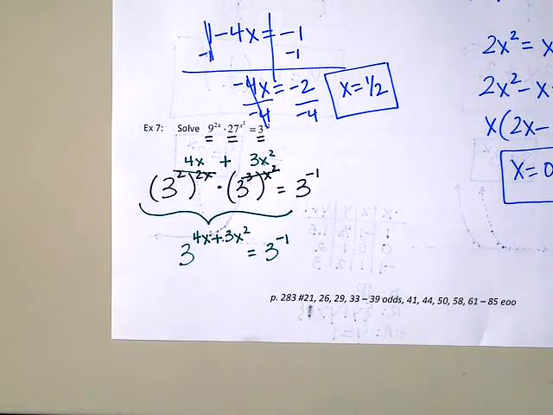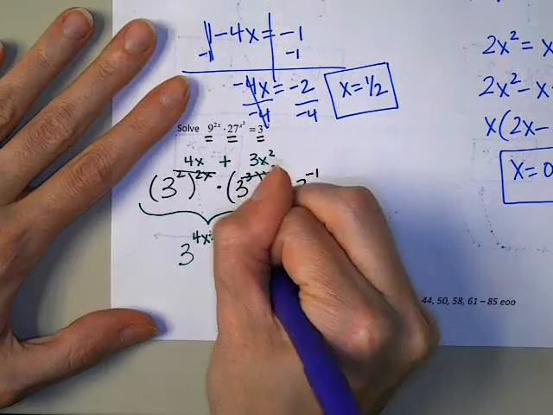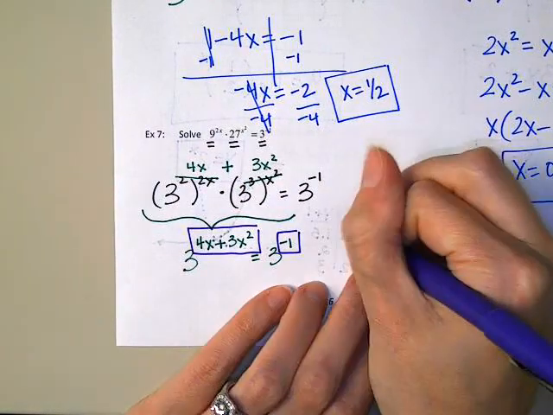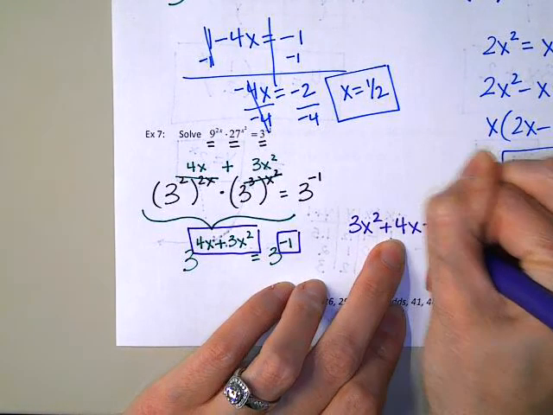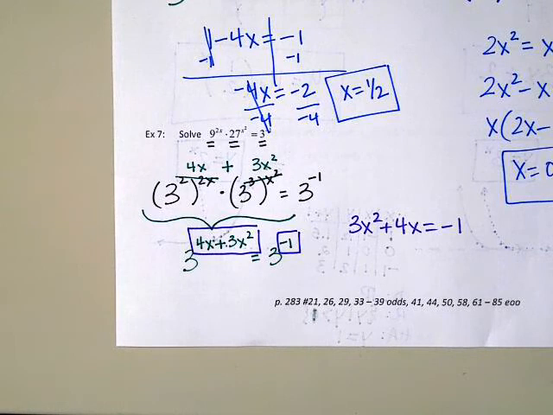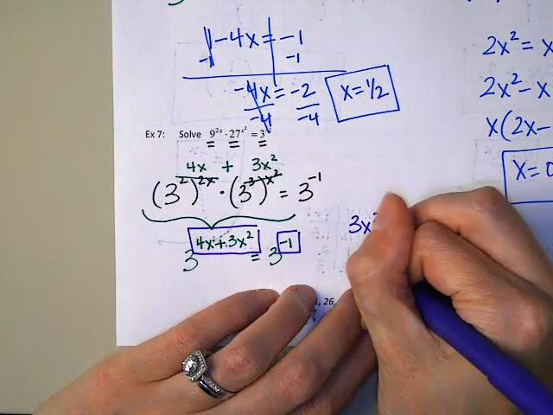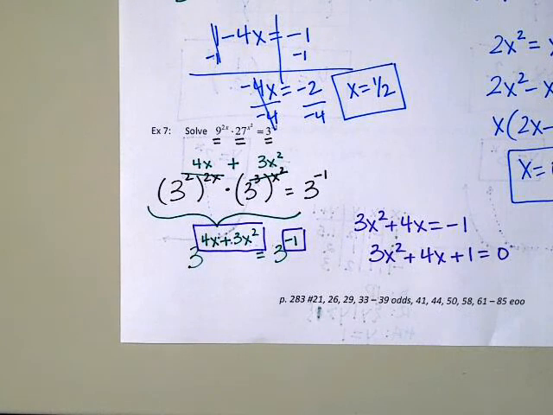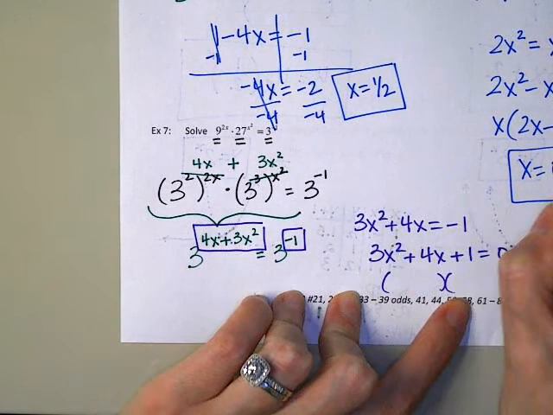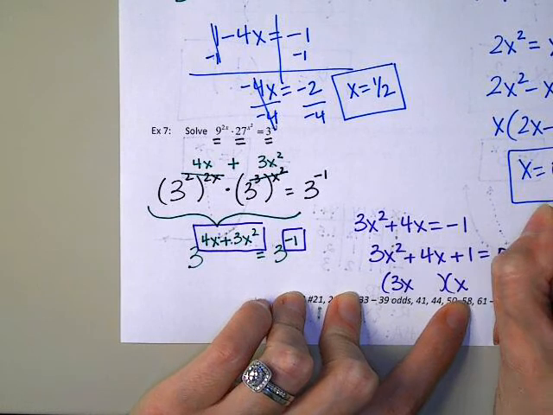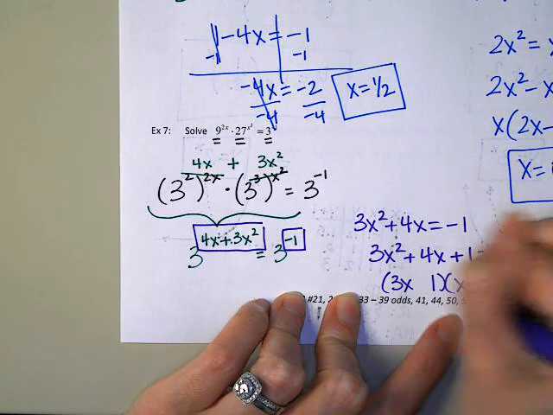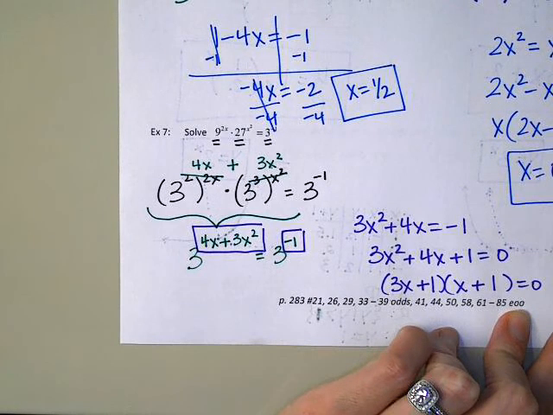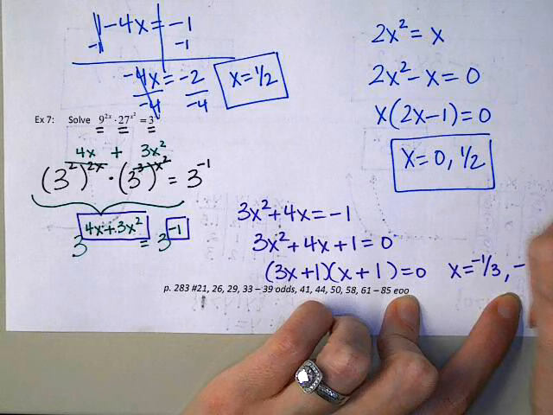And now, if both sides have the same base, you can set the exponents equal to each other. Okay, so we just need to solve 3x squared plus 4x equals negative 1. So let's get everything to one side. 3x squared plus 4x plus 1 equals 0, and then we can factor and solve. So this becomes 3x, 1x, 1 and 1, they're all plus. That factors nicely. So our answers are negative 1/3. Oh, I'm cut off here. And negative 1.